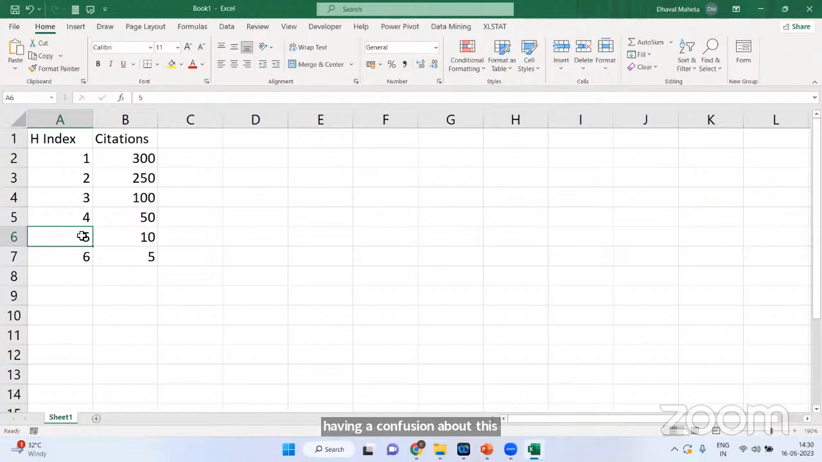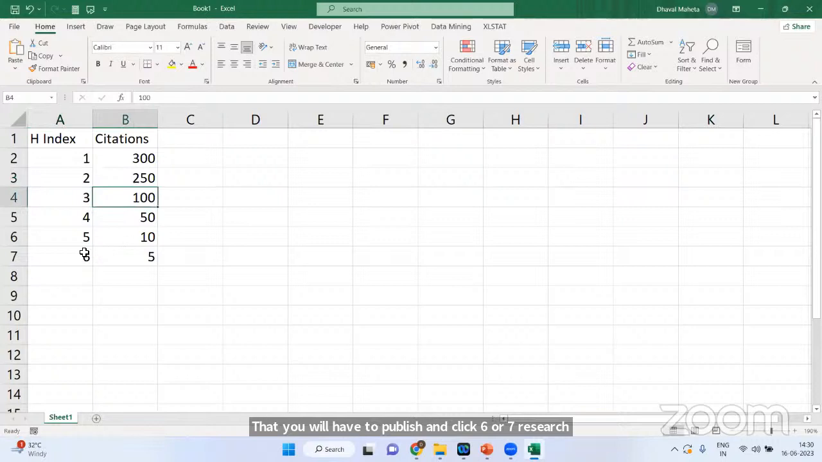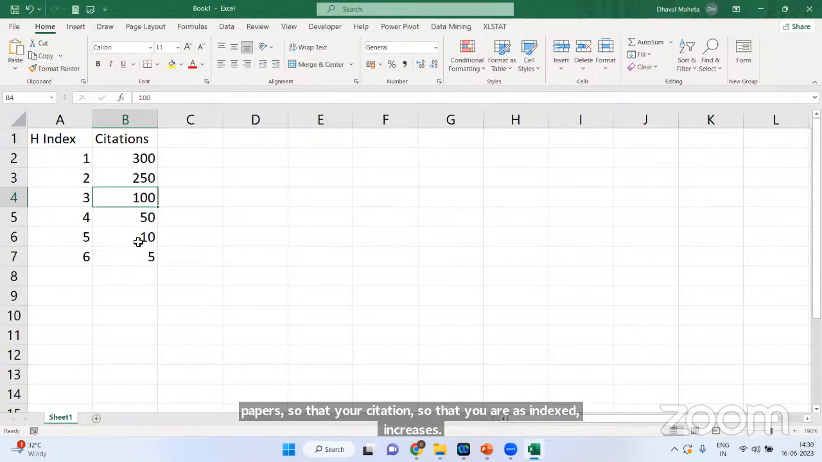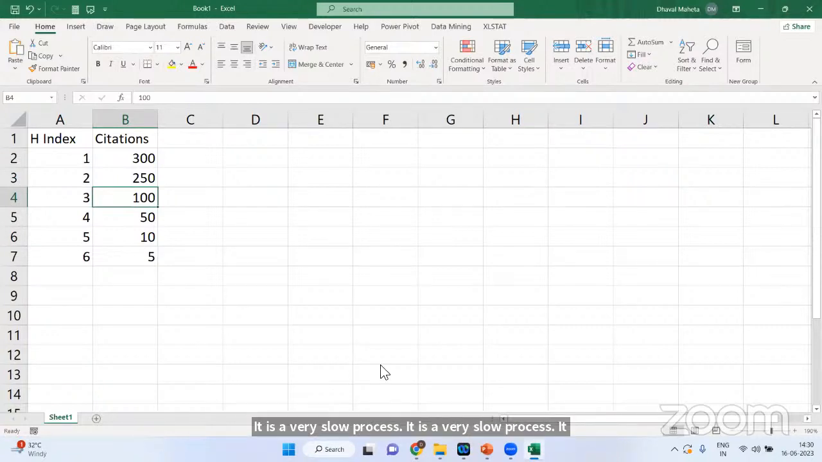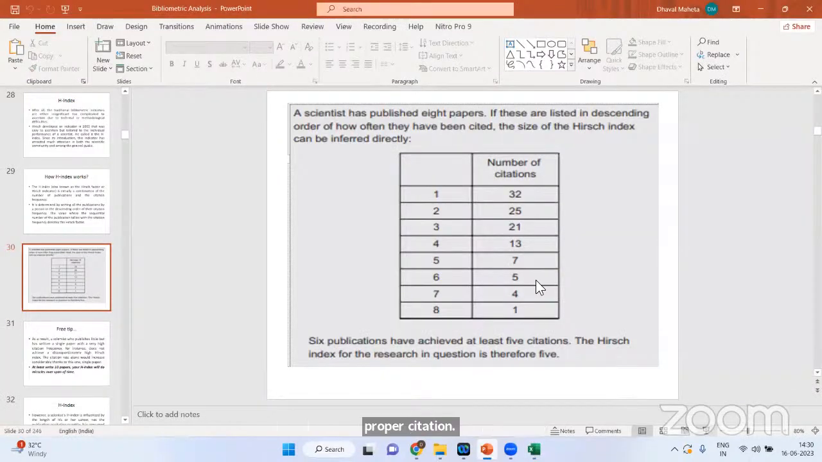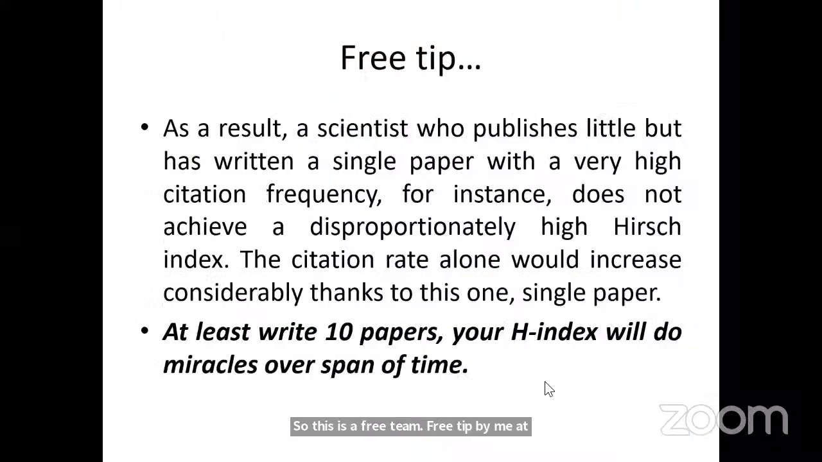Right? Now, what is the take home of this? What have you learned from this? That you will have to publish at least 6 or 7 research papers so that your H index increases. It is a very slow process. It will take at least 2-3 years to get proper citations. So this is a free tip from me: at least write 10 papers. Your H index will do miracles over a span of time.